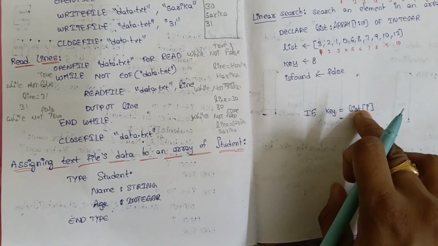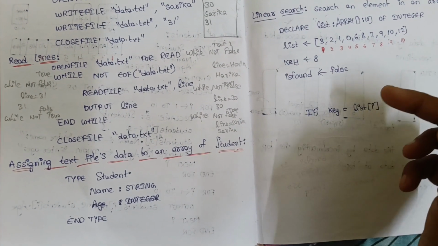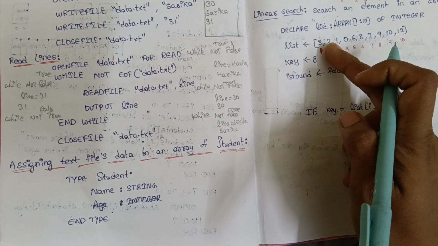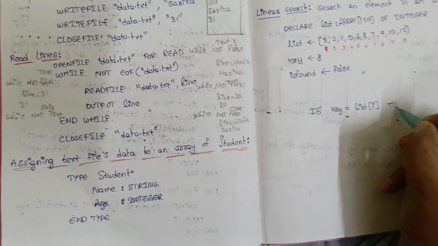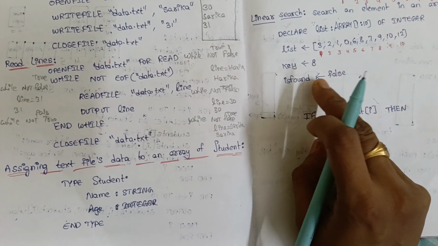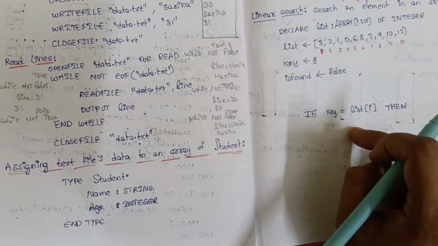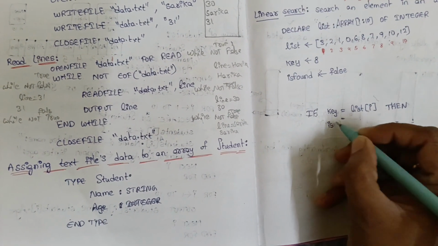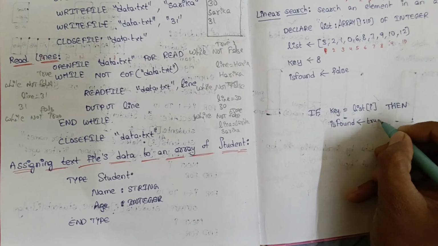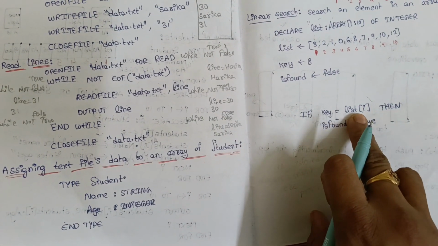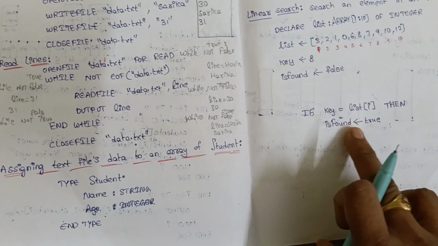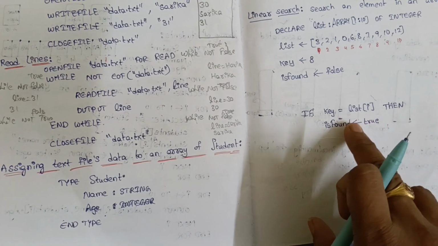Then you can change the index value later if you don't find it. If key value is equal to list of I, then what should we do? We have to assign the isFound variable to true. This is the variable which will notify you whether you found the element or not. Whenever I find a match with the key, I'll assign the isFound variable to true.